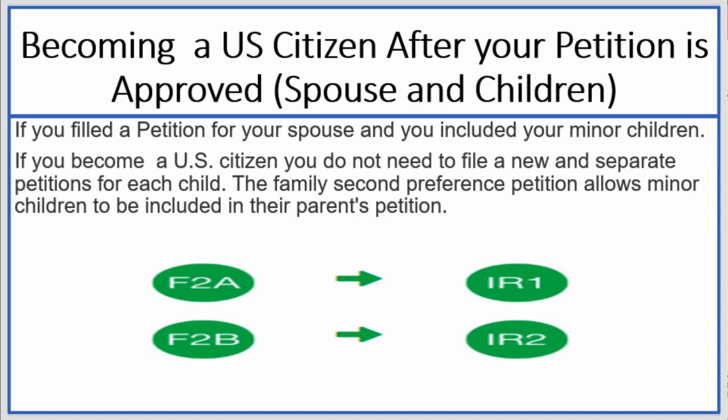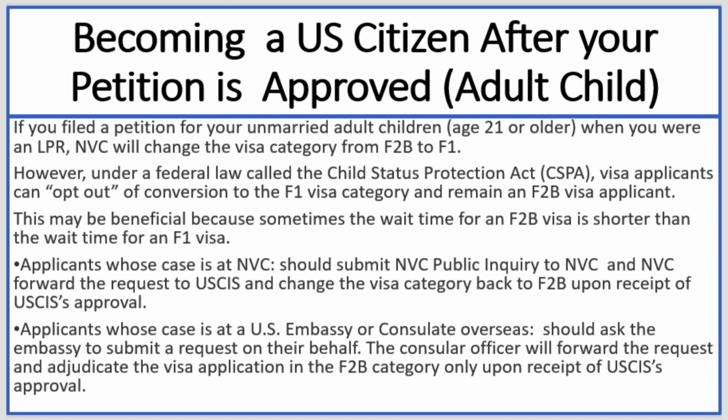So now let's talk about when you become a US citizen after your petition is approved for an adult child. Let's assume that you applied for an adult child, which is 21 years or older. If you filed the petition for your unmarried adult children, age 21 or older, when you were a green card holder, NVC will change the visa category from F2B to F1. In this case, sometimes it's good, sometimes it's bad.